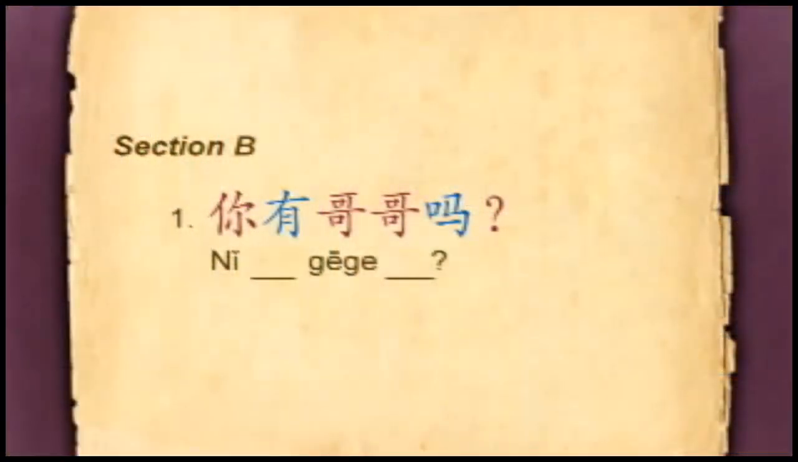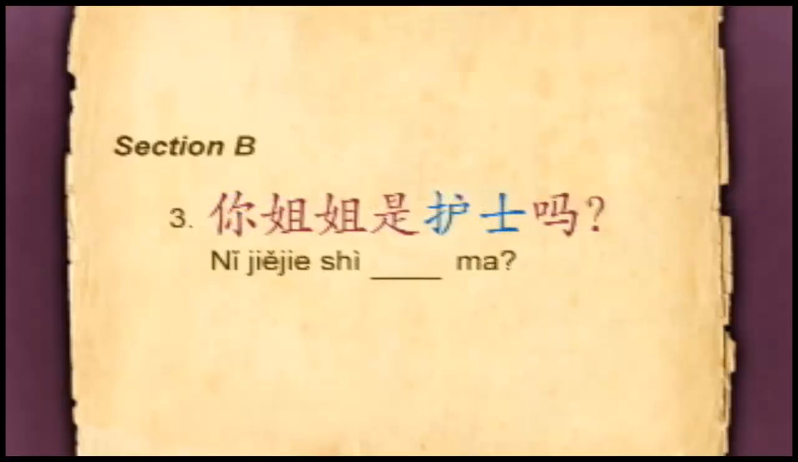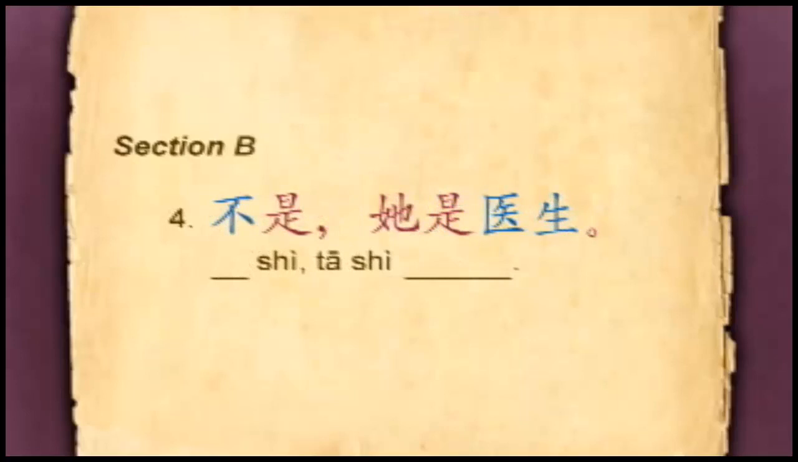Number 1. 你有哥哥吗？你有哥哥吗？ 2. 没有，我有2个姐姐。没有，我有2个姐姐。Number 3. 你姐姐是护士吗？你姐姐是护士吗？Number 4. 不是，她是医生。不是，她是医生。Now, let's check your answers.